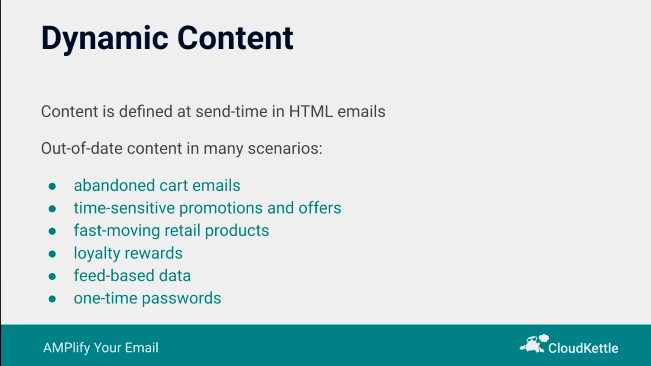AMP for Email breaks the paradigm of these outdated content scenarios through its ability to download content dynamically at time of email open. Specifically, it fetches JSON or JavaScript object notation data when the email is opened. JSON is a lightweight data interchange format that's structured, self-describing, and human-readable. In turn, AMP emails can retrieve and display both text and image content in real time, ensuring the content is always up to date, which can result in a highly relevant user experience.